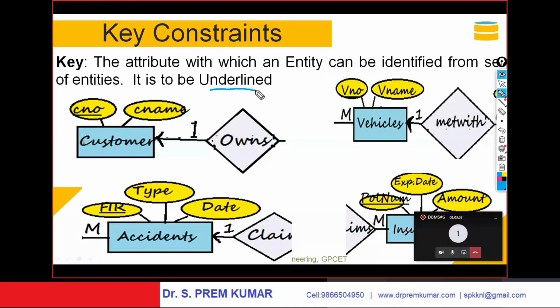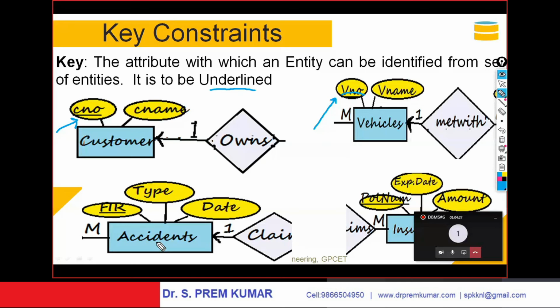While drawing ER diagrams, you need to give an underline. For example, customer number, customer name, and so on. Customer number is given an underline. You observe the ER diagram. Why am I giving the underline? That implies this is the key which will not be duplicated. See this vehicle number, it is given an underline. Why? That is the key attribute with which you can identify. For example, accidents.